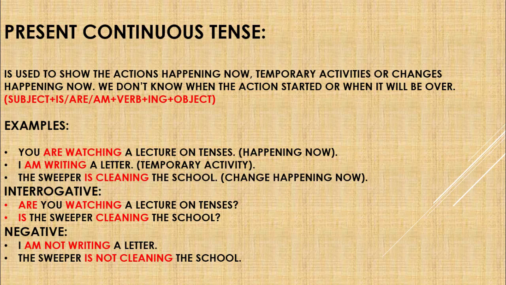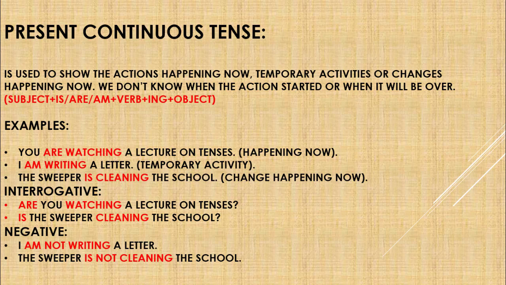Present continuous tense is used to show the actions happening now, temporary activities or changes. We don't know when the action started or when it will be over. We use the auxiliary verb is, are, am and ing form of verb in this tense. As you can see in the examples, you are watching a lecture on tenses. I am writing a letter. The sweeper is cleaning the school.